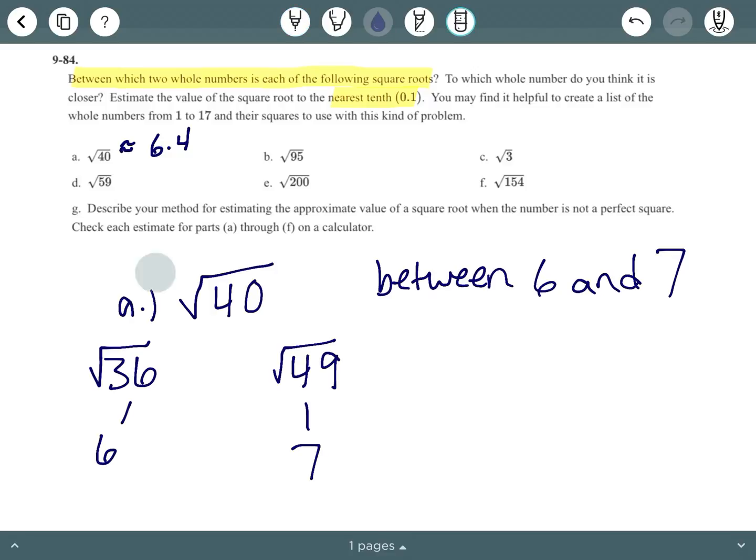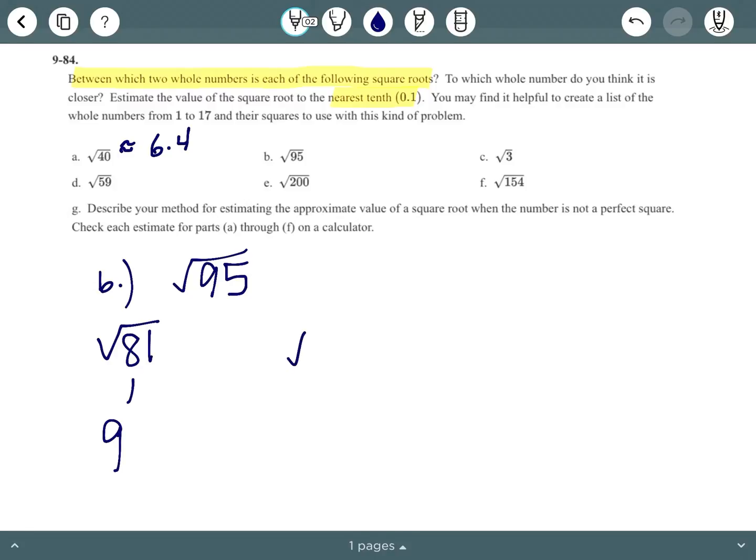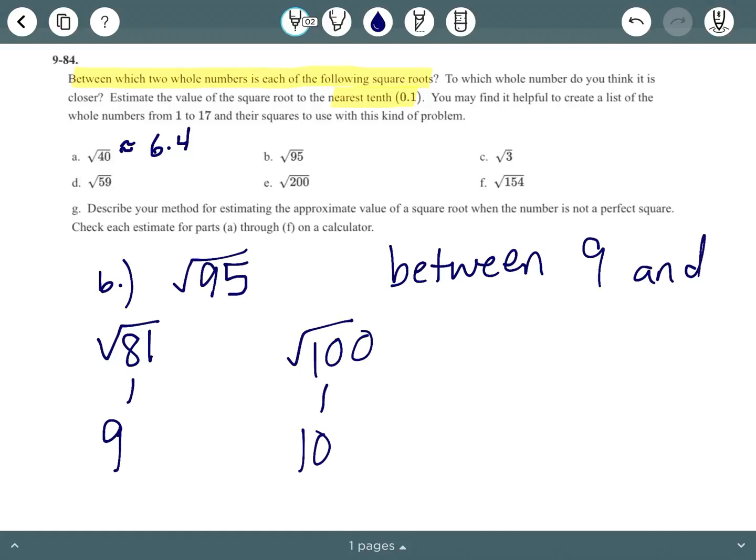The next one, part B, gives us the square root of 95. So, square root of 95, I know 81 is a perfect square. The square root of that is 9. I also know that 100 is a perfect square, and the square root of that is 10. So the square root of 95 is going to be between 9 and 10.